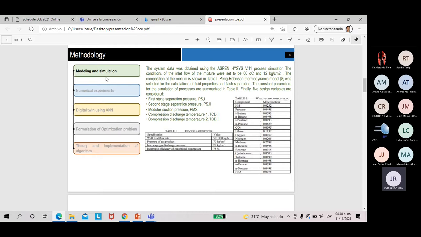The first step, modeling and simulation. The flow sheet of the physical model was built in the HYSYS software using the data from table 1 and table 2. The steady state simulation was solved for the base case, and the database with the design variables and performance indicators was subsequently generated using the case study simulation models. The Peng-Robinson thermodynamic model was selected for the calculation of fluid properties and flash separation.